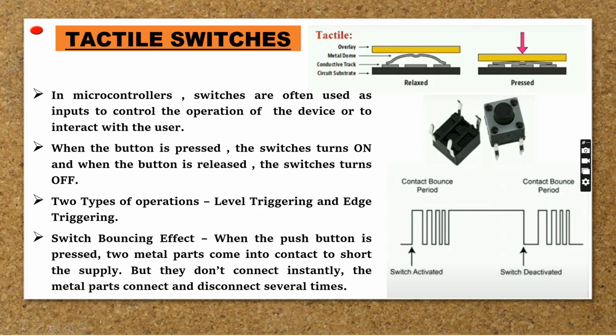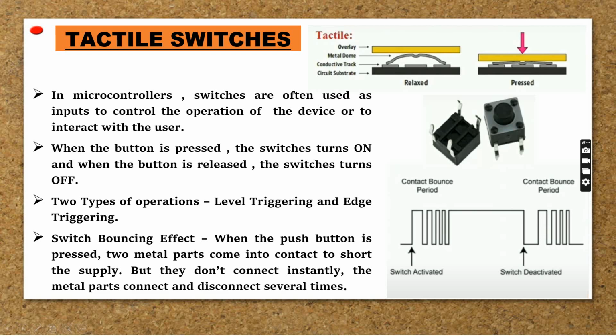In level triggering, the state of the switch is determined by the level or the voltages present at its terminals, whereas in edge triggering, the state of the switch is determined by the transition or the change in voltage level at its terminals. Now let us know what is switch bouncing effect. It is also known as the contact bounce.